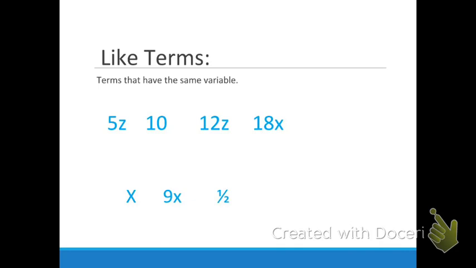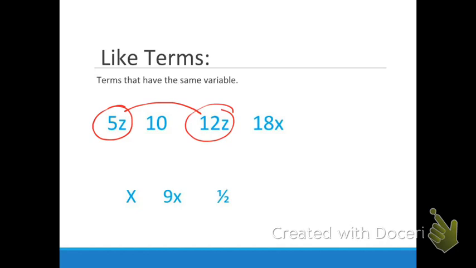So who can tell me two terms that we would call like terms? They are the same, have the same variable. Desmond, give me two. 5z and 12z, those are both z's. So those are like terms. Very good. Brady?